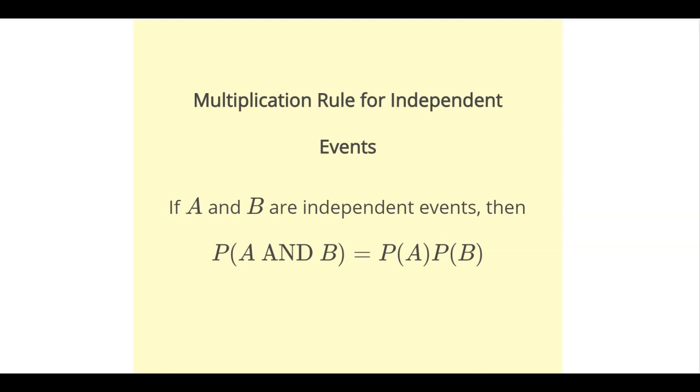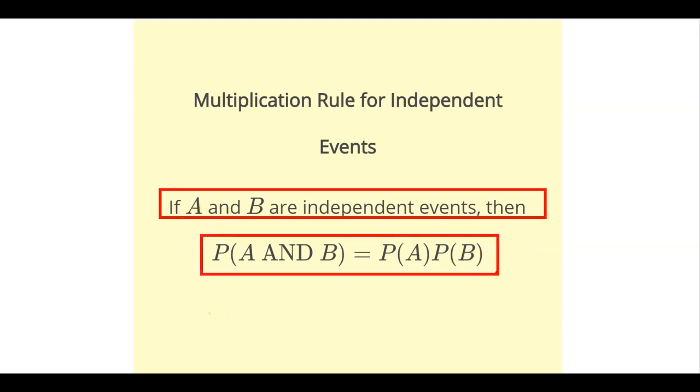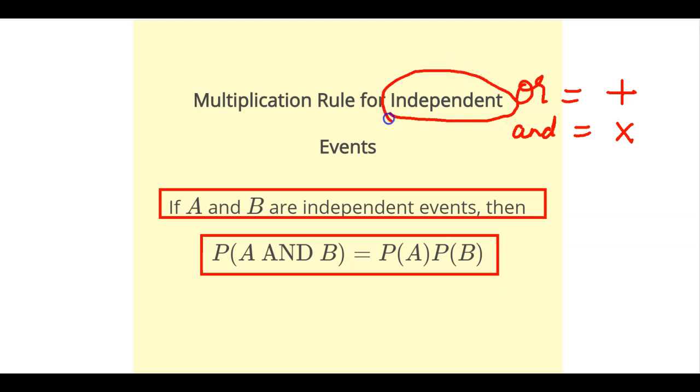Why? If events A and B are independent, then the probability of A and B is simply the probability of A times the probability of B. Now let me give you a hint here. The keyword or is addition. The keyword and is multiplication, when they are independent. Okay? What do I mean when they're independent? Like one does not affect the other.